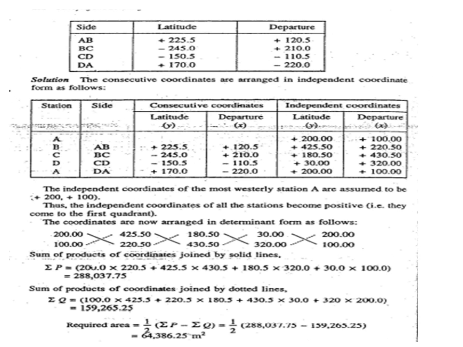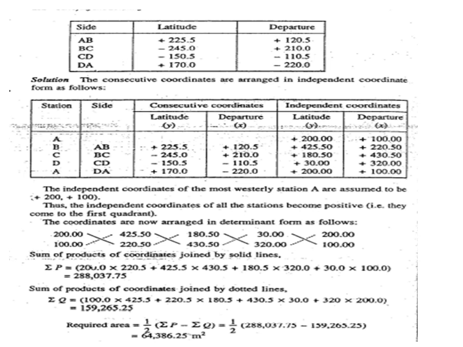So in this slide we are going to see how to make use of the consecutive coordinates for finding the required area of a closed traverse. So let us consider the problem wherein the sides' latitude and departure are given. The sides are AB, BC, CD and DA, and the values of latitude and departure are given as below. The consecutive coordinates are arranged in independent form as given below.